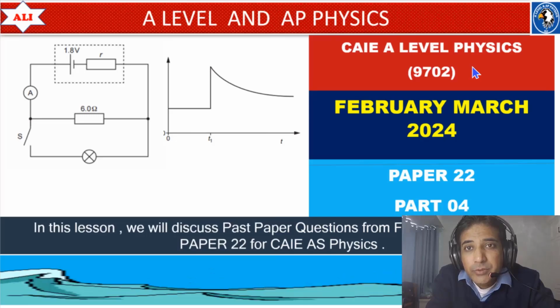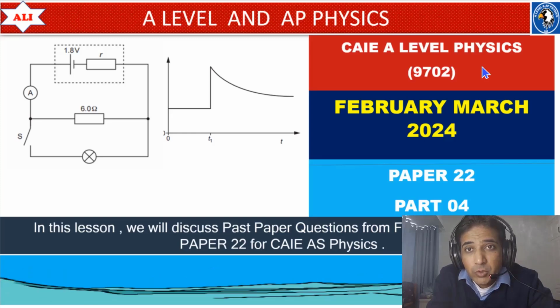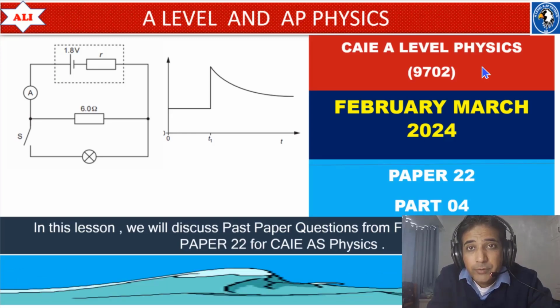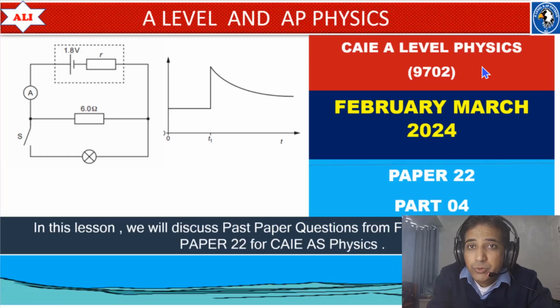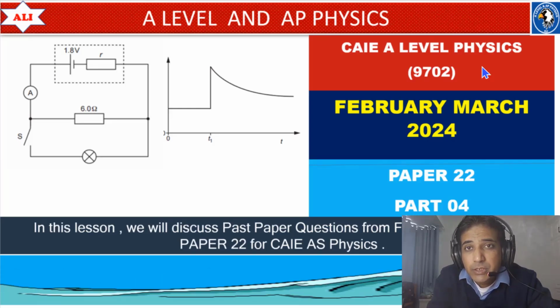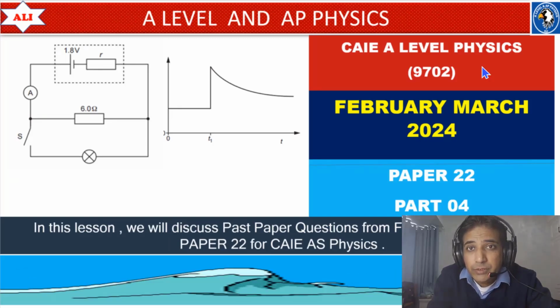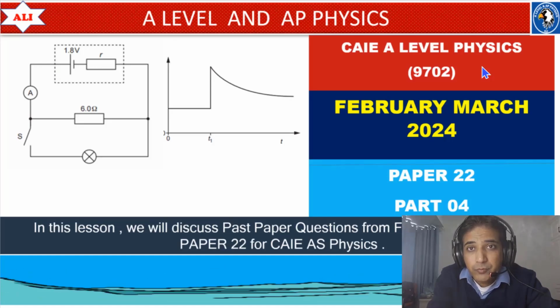In today's lesson, we will discuss past paper questions from March 2024, Paper 2, Variant 2. Our main focus will be on electricity and atomic physics. As always, we will discuss these questions in detail so you can improve your conceptual understanding of physics and also have a better understanding of these exam questions. Let's study together. Let's improve together.